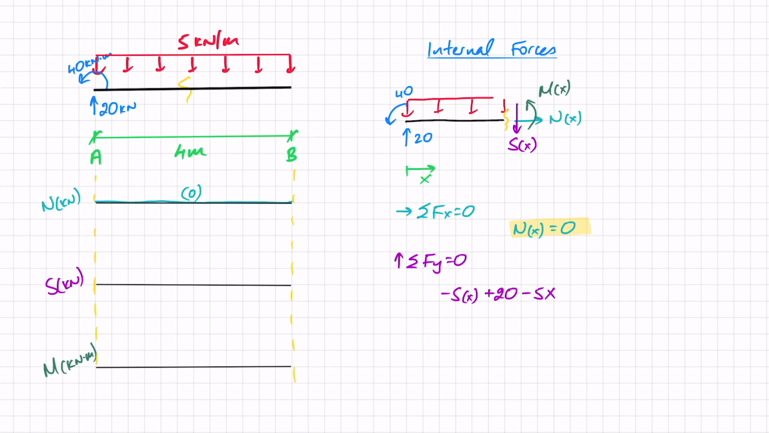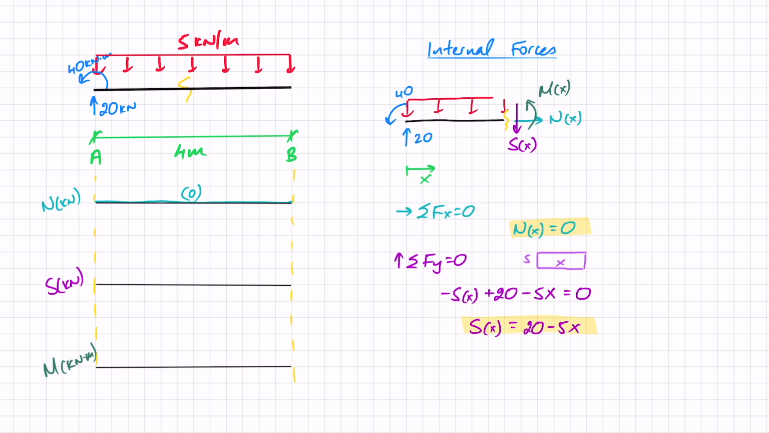Remember, whenever you have a distributed load, the actual load itself is the shape under that UDL. So in this case, I've got a height of 5, that's my load, and a distance of x. So 5x gives me the total force, and that equals 0. There's nothing else in the y direction. So S, my shear force, is 20 minus 5x.